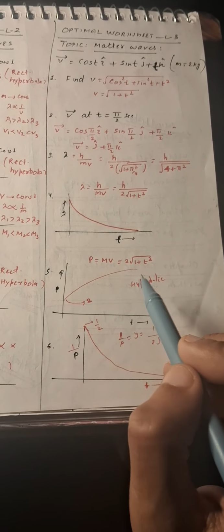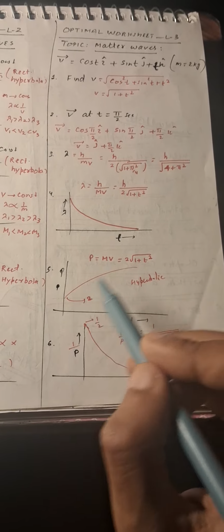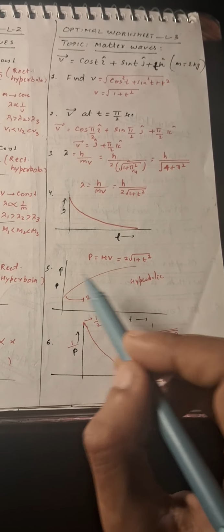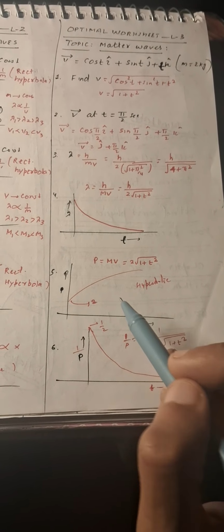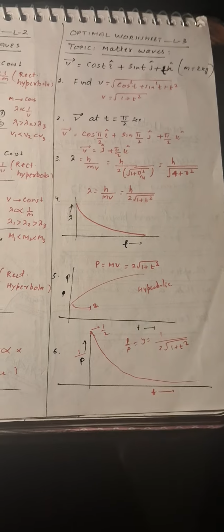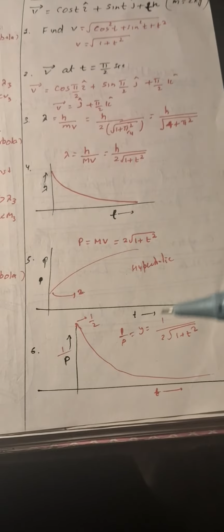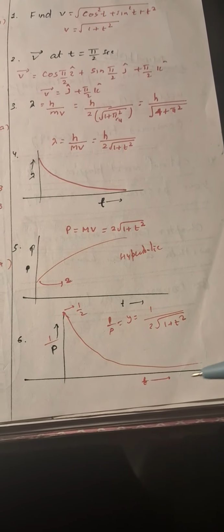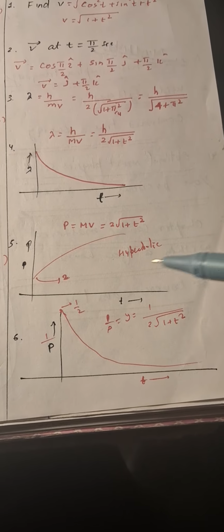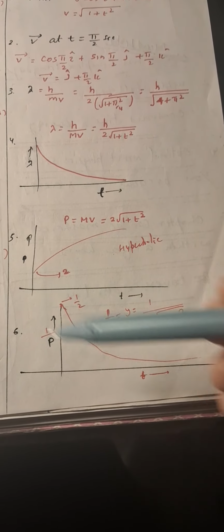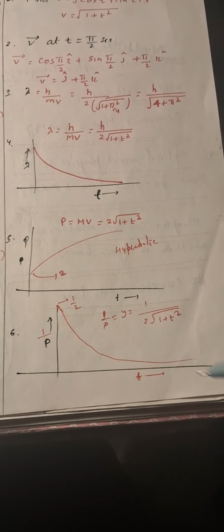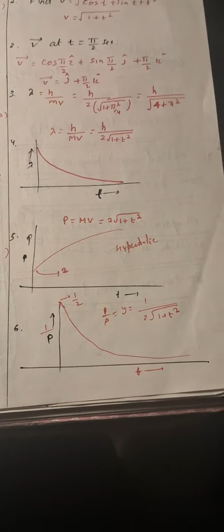Then we have the momentum time graph. We can say that as t tends to infinity, momentum tends to infinity. So it will be a graph like this. Similarly, if we draw a graph between 1 by p and t, the graph will be 1 by 2 root 1 plus t square. So it will also be 0 at infinity and initially it will be maximum.